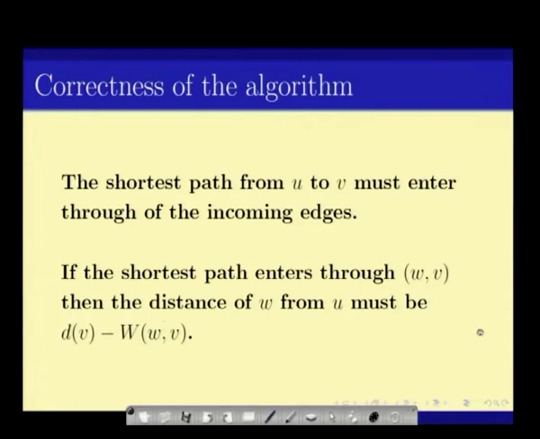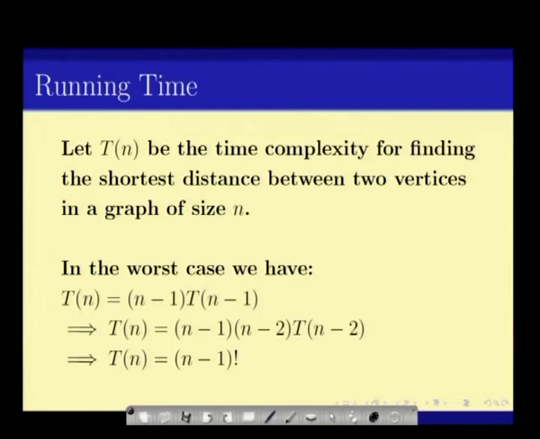If we represent T of n to be the time complexity for finding the shortest distance between two vertices in a graph of n vertices, then what is T of n? Note that in the worst case, a vertex can have n minus 1 neighbors. If it has n minus 1 neighbors, then this is T of n. Now, this new graph that I input is of size n minus 1.